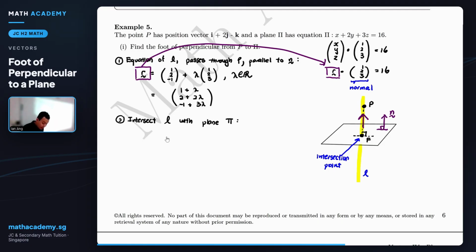So we substitute that in, which means on the left, I sub in this equation of the vector, putting it into the plane's r position. Then expand out the dot product.